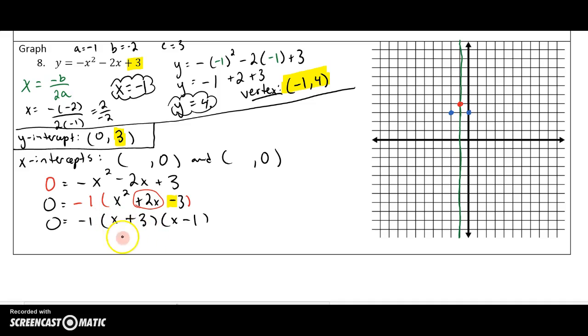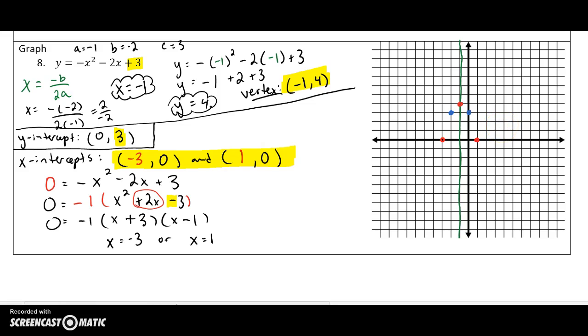So now what would the value of x be that would make the whole right side equal to 0? Well, if x was negative 3, that would make this factor 0, and 0 times anything is 0. Or x could be 1. So I know that x could be negative 3 or x could be 1. Those are our x-intercepts. Right there. So let's plot those. Negative 3, 0, and 1, 0.